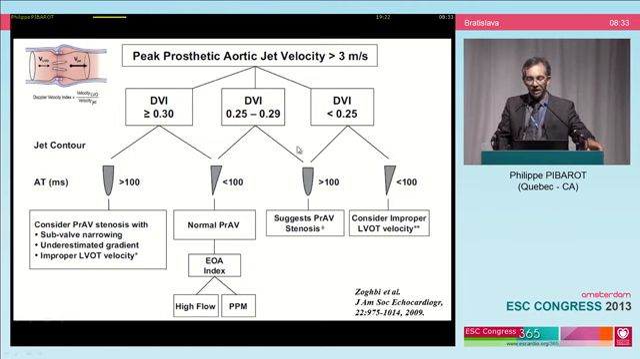And when you have a DVI that is reduced, lower than 0.30 or even lower than 0.25, and the velocity contour is a rounded shape with a late peaking velocity, an acceleration time, so a time from the beginning of the envelope to the peak, that is more than 100 milliseconds, this suggests prosthetic valve dysfunction, prosthetic valve stenosis.